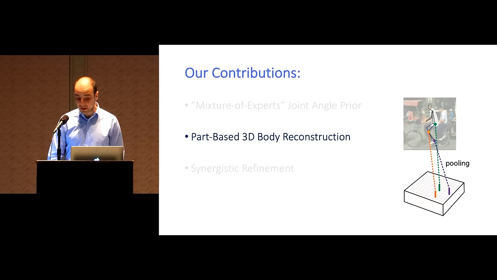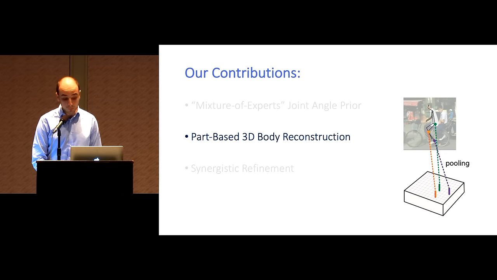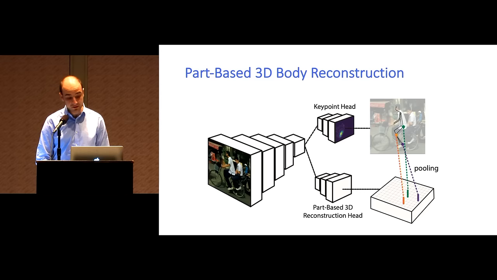Our second contribution is a part-based model for parameter regression. This exploits the compositional nature of human pose estimation, making the prediction easier and invariant to occlusions. Our FCN first localizes all visible key points, then for each joint angle, we pull mid-level features at the set of relevant key point locations.